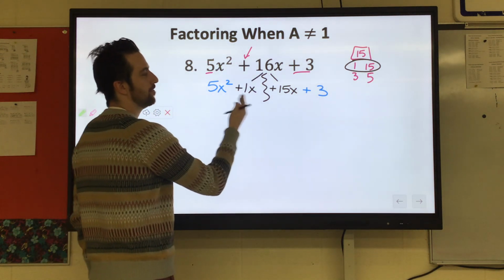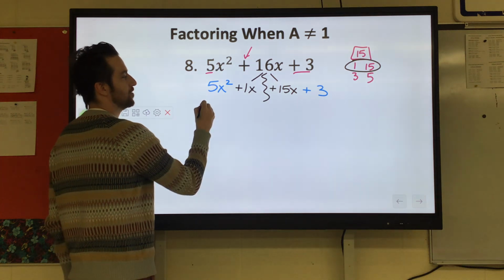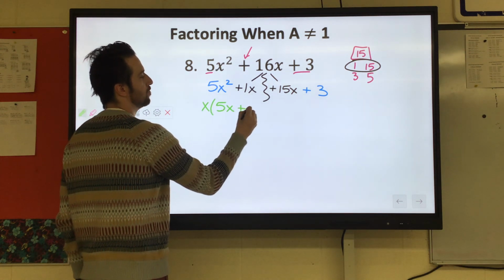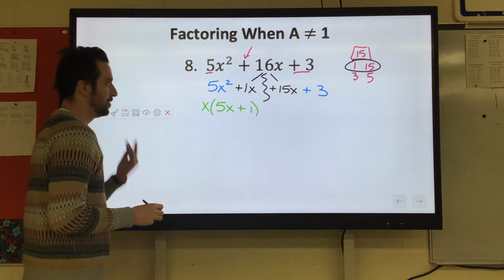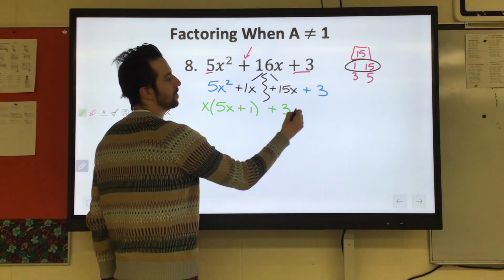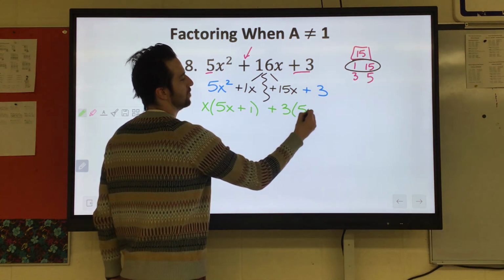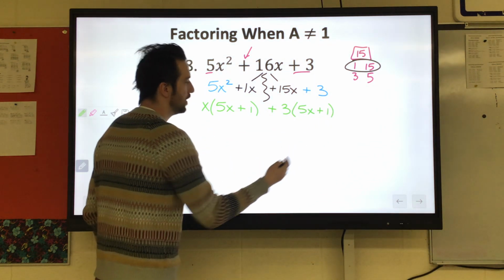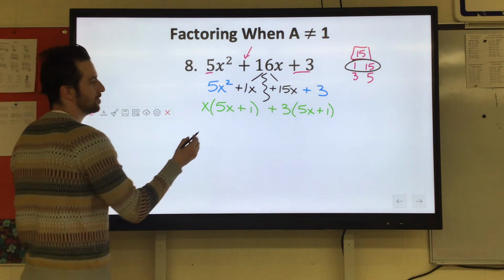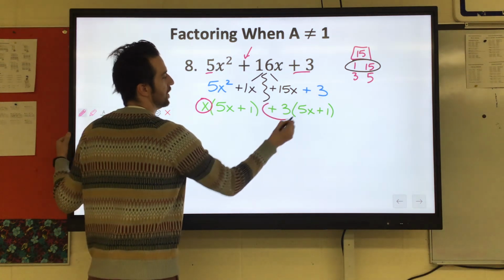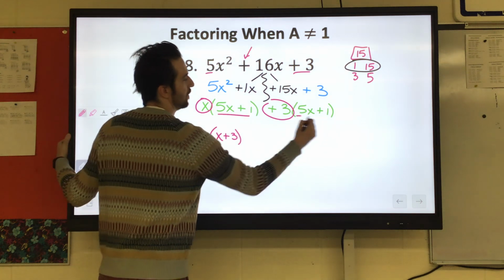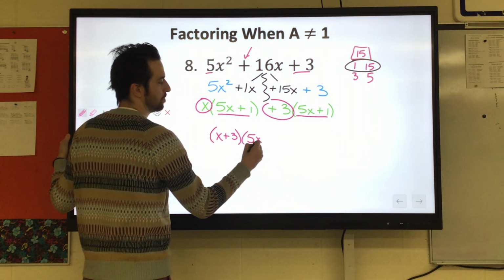The left side, 5x squared plus 1x, has an x in common. So we factor out an x, we're left with 5x plus 1. On the right side, 15x and 3 have a common factor of 3. So 3 times 5x is 15x, 3 times 1 is 3. That's a good sign because we ended up with the same thing in both sets of parentheses. So the stuff we factored outside, x plus 3, is one of our final parentheses, and the 5x plus 1 becomes the other one.